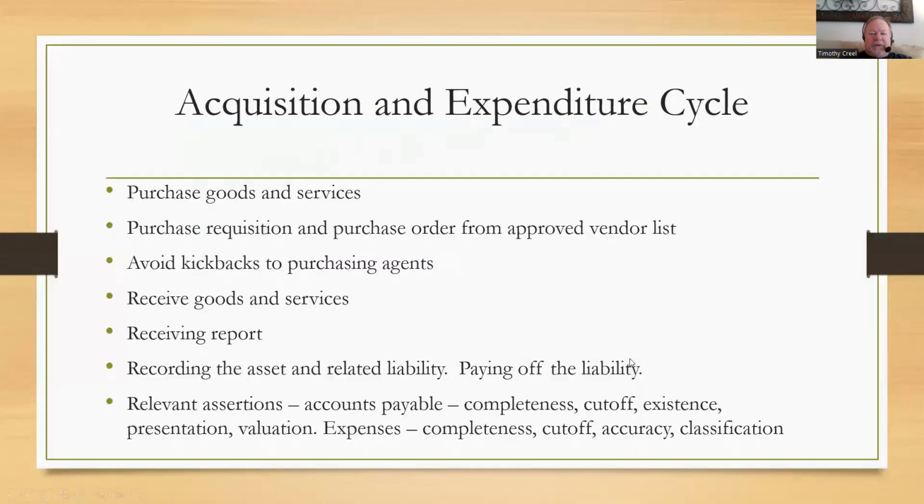Okay, so Chapter 8 looks at the acquisition and expenditure cycle. Now, what we're looking at in the last chapter and in this chapter, and the next couple of chapters, are different cycles that are broken down by auditors to improve the efficiency of the audit. We looked at that last time with the revenue and collection cycle.